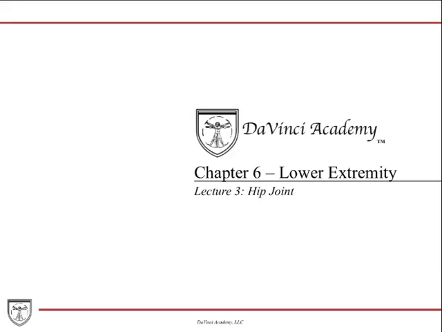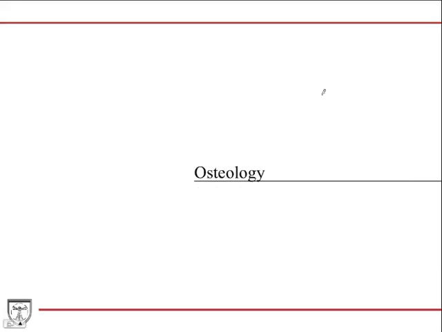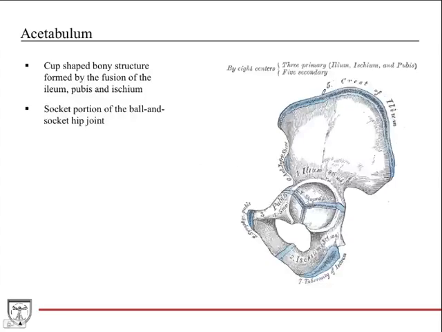Alright, so in this lecture we're going to talk about the anatomy of the hip joint. The osteology of the hip is mainly comprised of the acetabulum and the femur, which we'll talk about on the next slide. So the acetabulum, it's a cup-shaped bony structure formed by the fusion of three bones: the ilium here, the pubis here, and then the ischium.